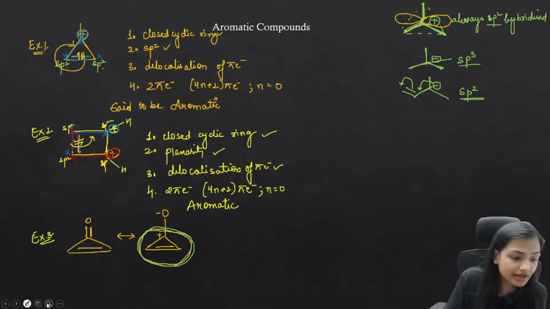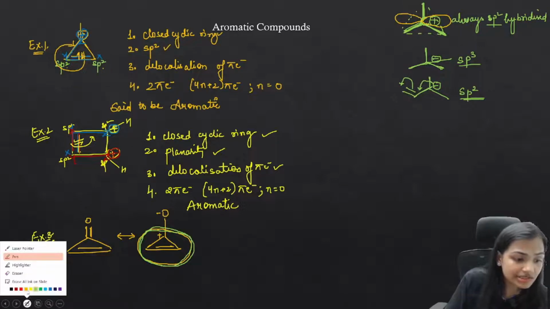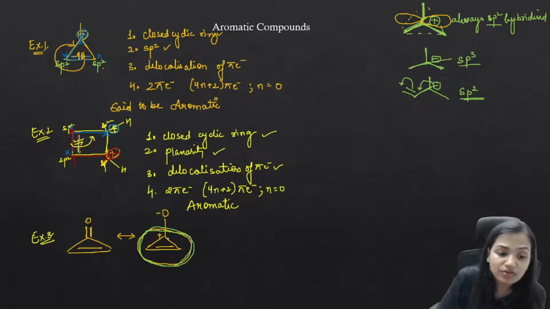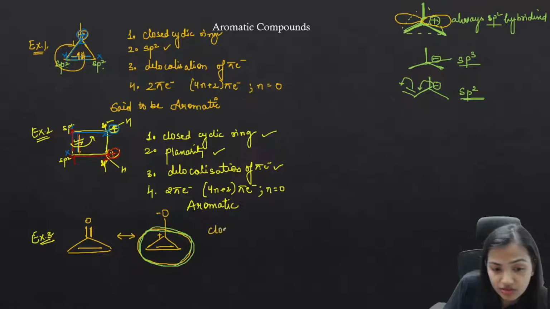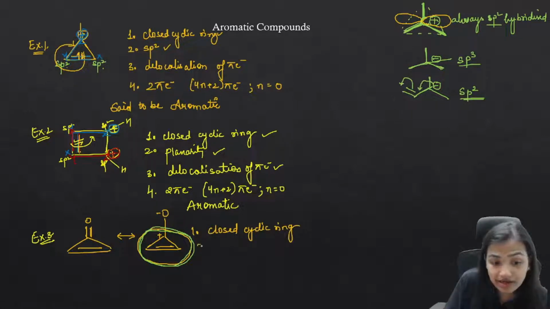Okay, so here I need to tell whether it's an aromatic ring or not. So we have to talk about this particular ring. Now if you see this particular ring, which is a closed cyclic ring, the point number 1 obeys. And here the point number 2 also obeys, that this has planarity. How does this have planarity?